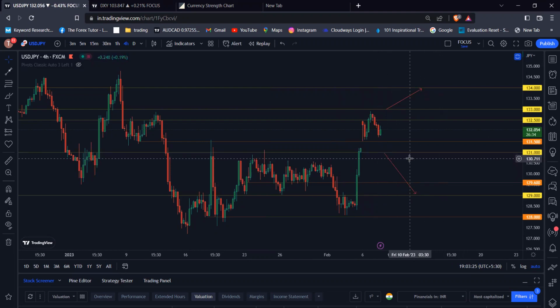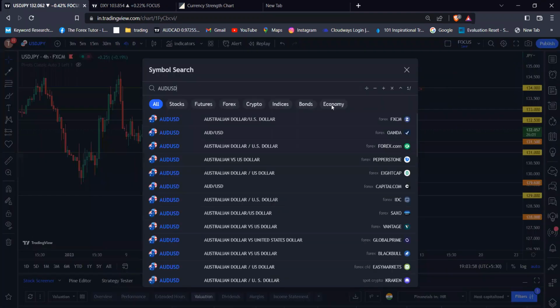breaks the 131.00 region, then it moves below the 129.00 psychological number. It's possible when the dollar index falls. But if the dollar index bullish momentum continues, then USD yen breaks the 133.00 psychological number and moves towards the 134.00 psychological number. So our next pair is Aussie USD.